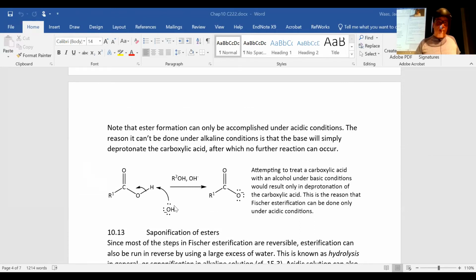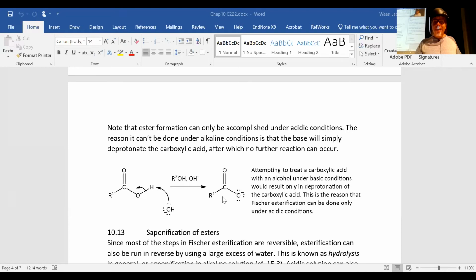And so that's all that will happen. The hydroxide will deprotonate the carboxylic acid, which is not the strongest acid in the world, to be sure, but with a strong base like hydroxide, it's more than strong enough. And you get this carboxylate ion, and then you're done. Nothing further can happen to this.